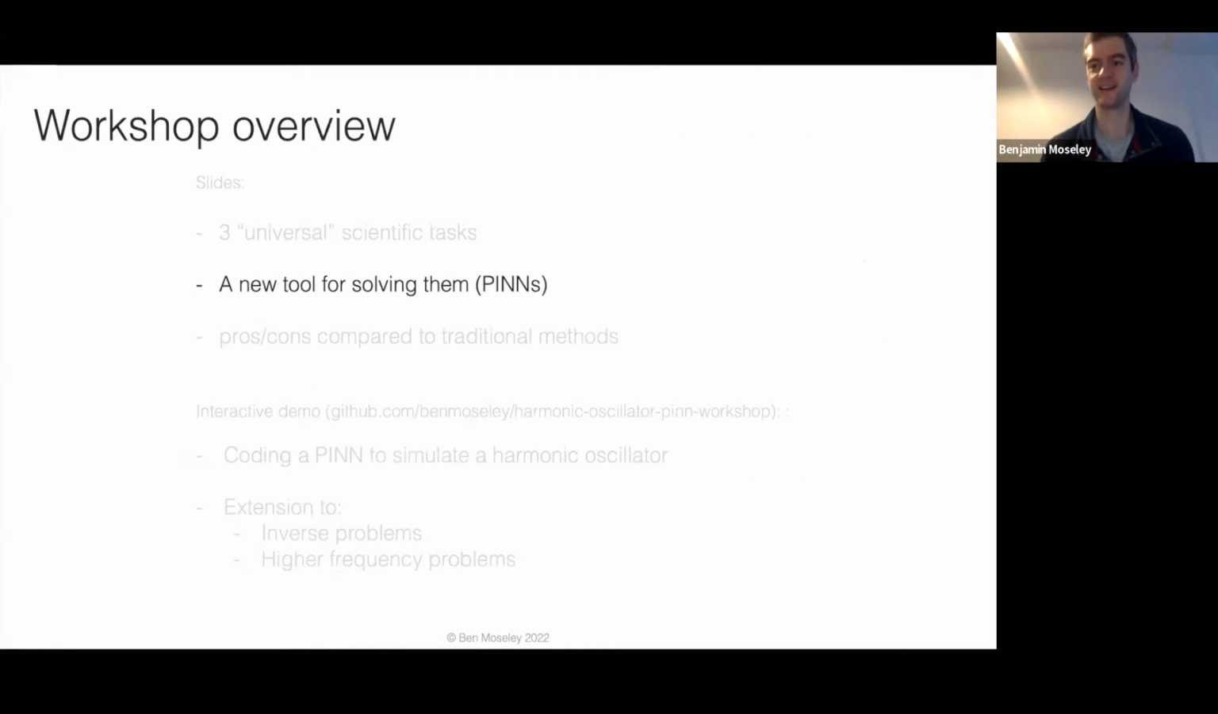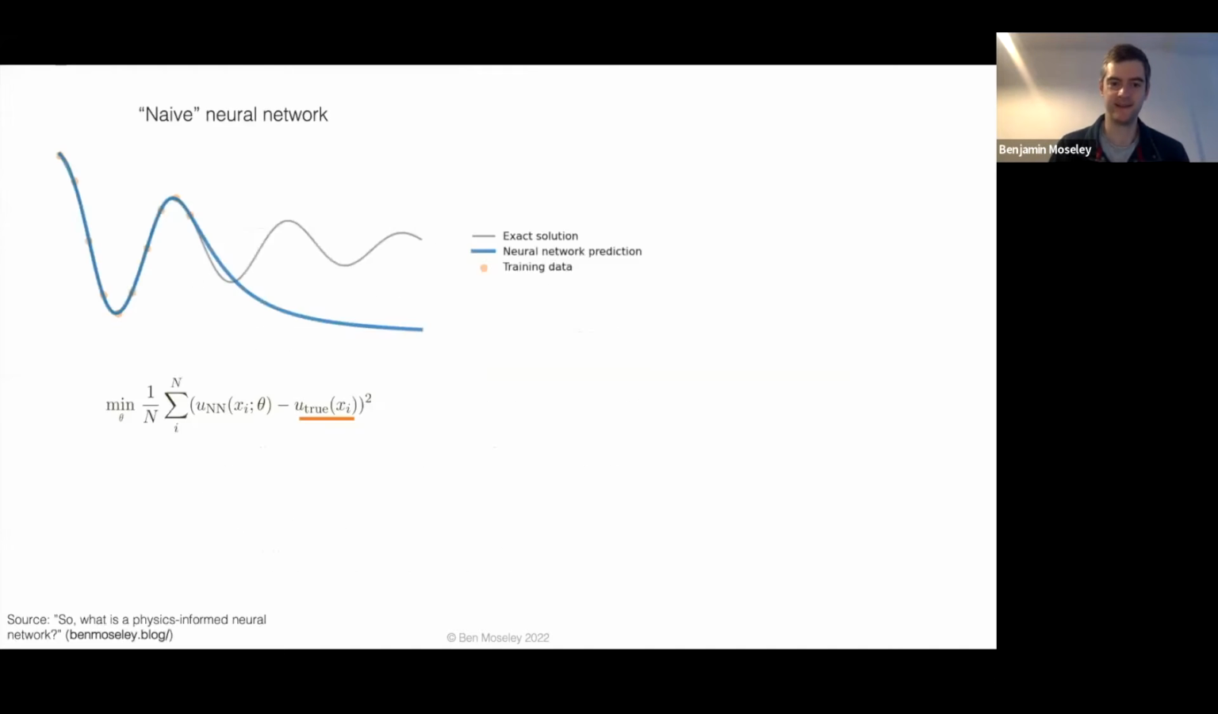Okay, so I tried to motivate scientific machine learning, and I told you about the important tasks. So now I'm going to tell you about the specific tool that we're going to look at today, which is physics-informed neural networks. So how do they work? The main idea is, can we put physics principles or understanding of the physical system into the neural network when we're training it, so that it understands kind of physics compared to a network that's just trained naively.